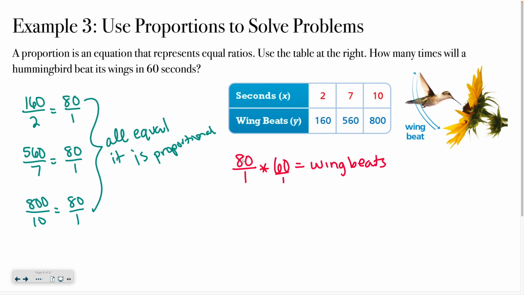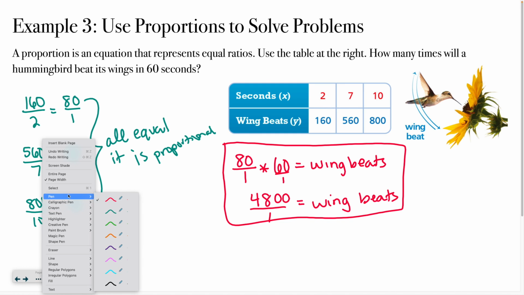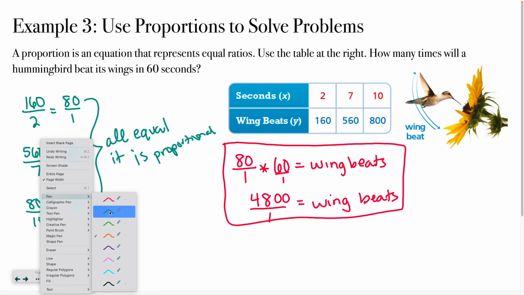So I could say 80 times 60, that's 4,800 or 4,800 over 1. And that's probably, if you guys were told to solve it on your own, how you would find your answer. I'm going to introduce you to something that might be new for you. It also might not. But this is the method I want you to start practicing, because it's going to have a lot of applications as you move forward in math, okay?